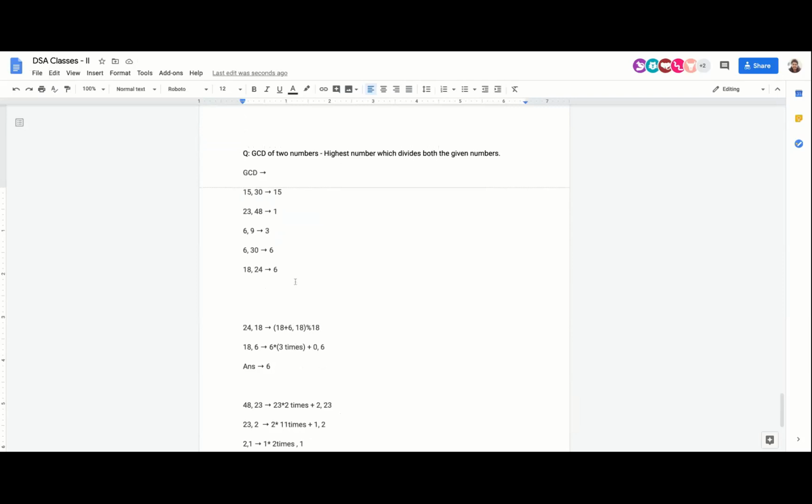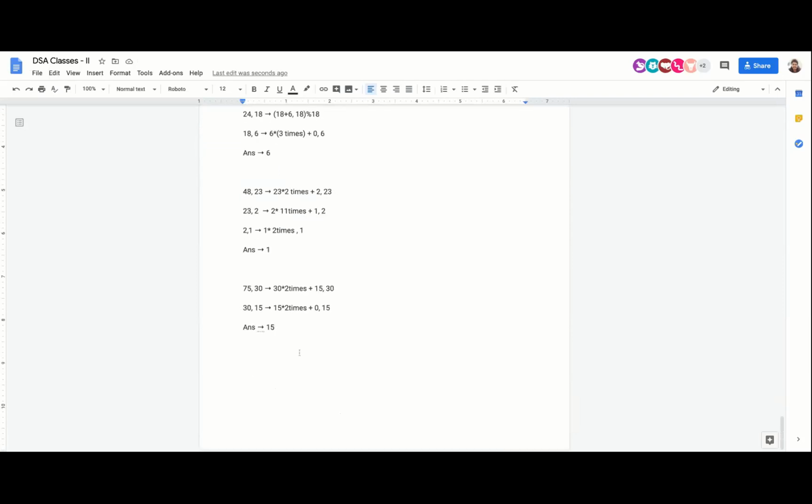Now we need to write the program for the same. How to write a program? What do we need to return? We need to return an integer. We have to find the GCD between two numbers. Let's say we have int a comma int b. Now let's see how to write the code for this. GCD is the name of the function. We have two numbers for which we have to find the GCD.